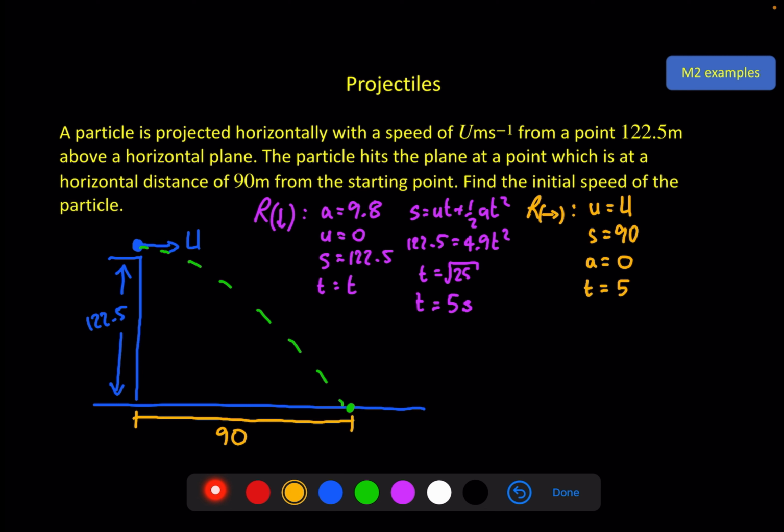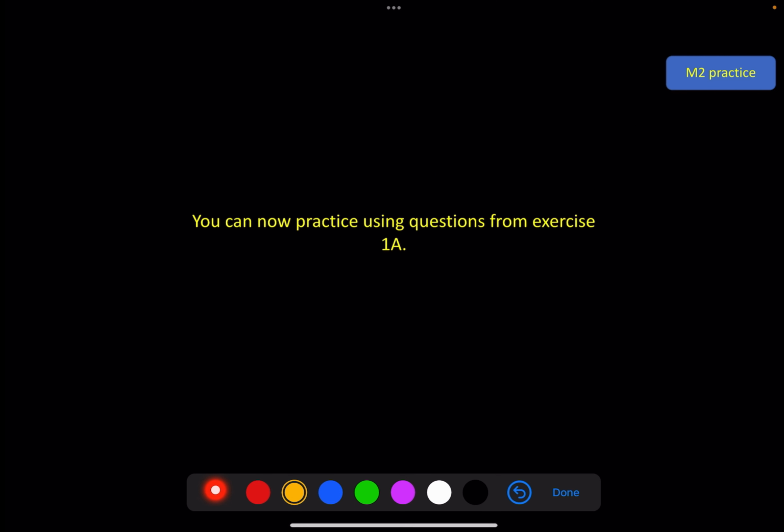So it's the same formula again, s equals ut plus a half at squared, where a is 0, so this becomes 0. So when we put the numbers in, we get 90 here, 5 for the time, and u, which gives u to be 18 meters a second. And there we go. I hope that's enough information for you now to have a go at the questions from exercise 1A, and maybe I'll see you in the next video.